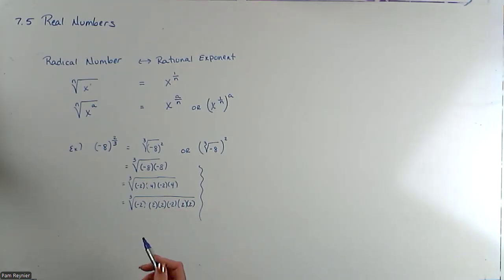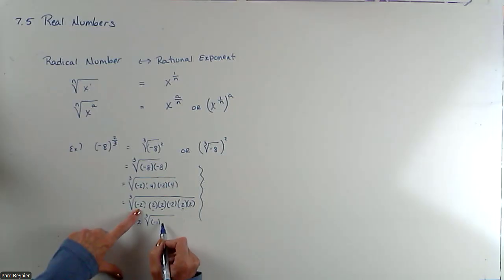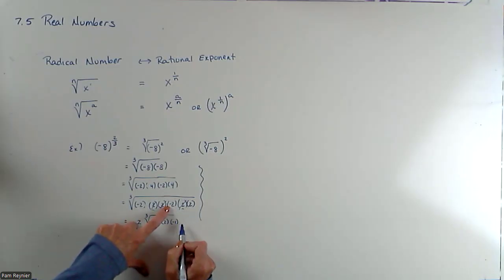So I have 1, 2, 3 2s. So I can take out a 2. And I'm left with -1 times 2. Now remember, I took that one out, and that one out. I'm left with a -1 times 2. And I'm left with this other 2.